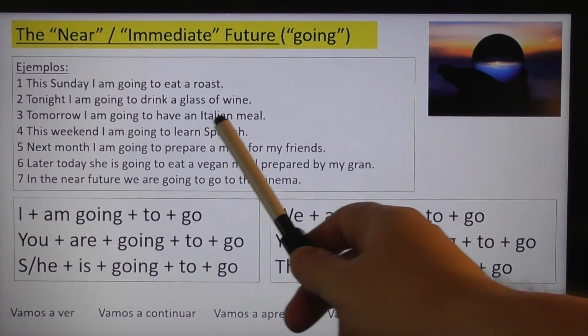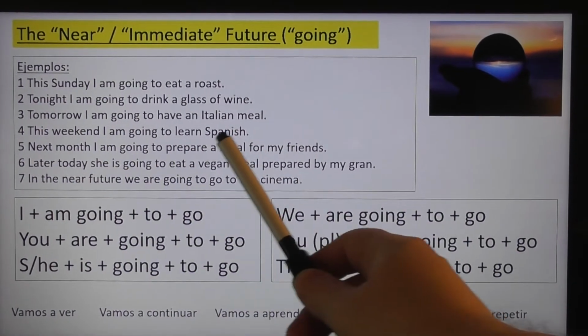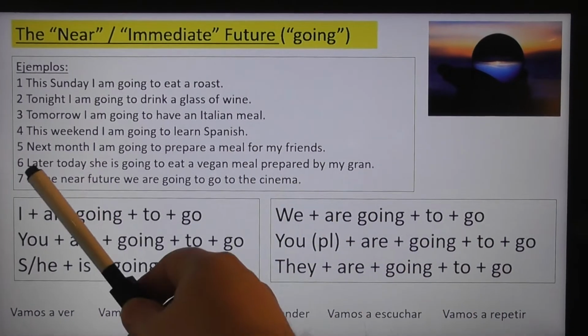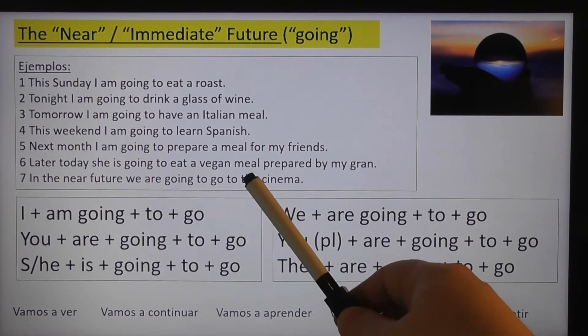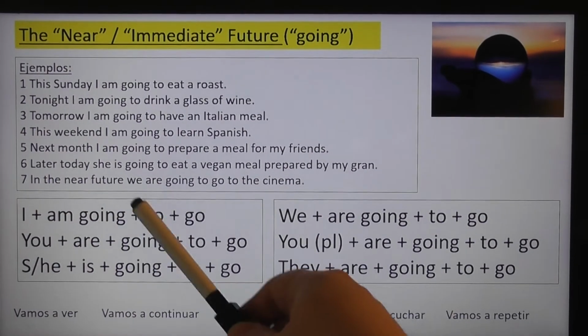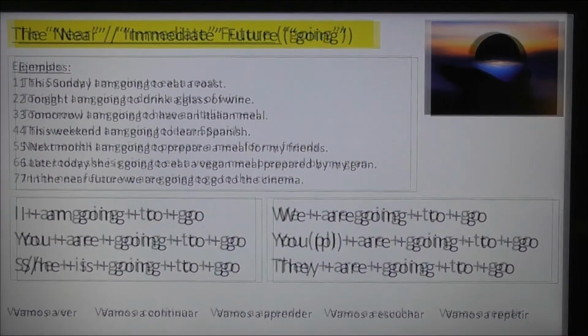Tomorrow I am going to have an Italian meal. This weekend I am going to learn Spanish. Next month I am going to prepare a meal for my friends. Later today, she is going to eat a vegan meal prepared by my gran. And in the near future, we are going to the cinema.